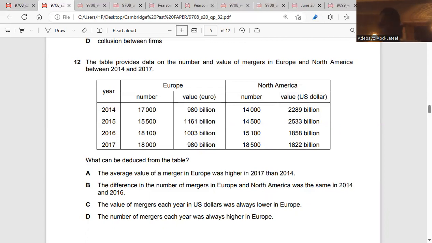The difference between 2014 and 2016 is 18,100 minus 17,000. That is 1,100. 15,100 minus 14,000. That is 1,100. So it is right. The answer is B. Do you get it or not?